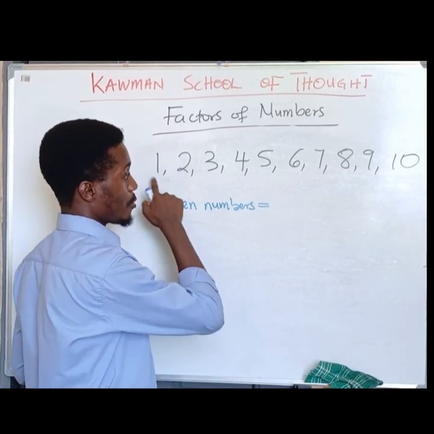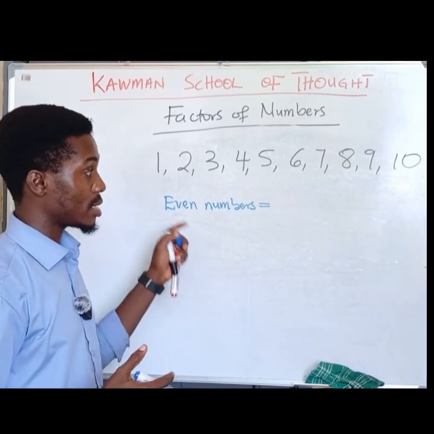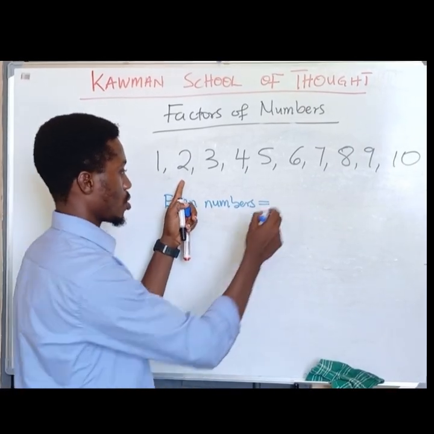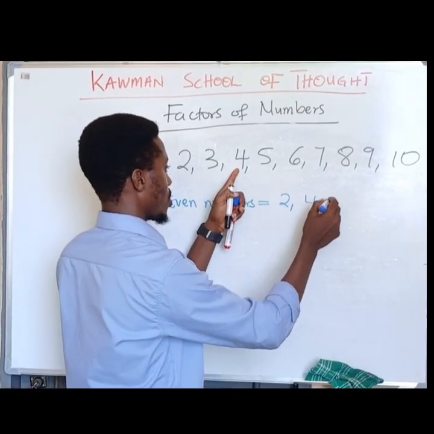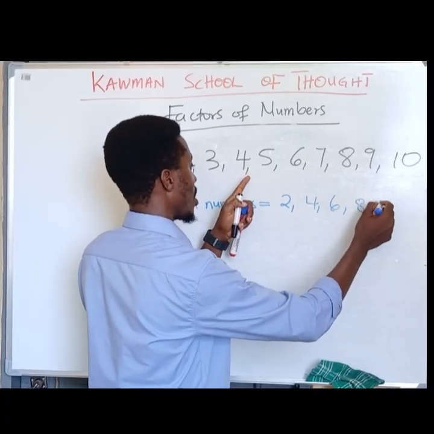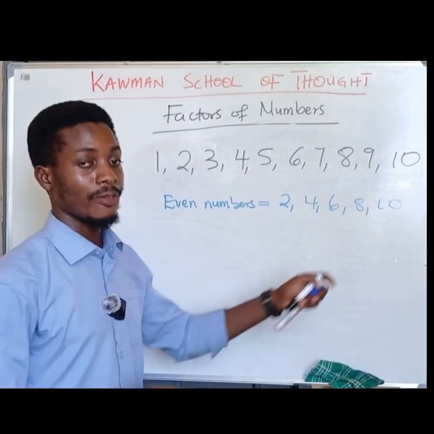Even numbers. Now from this set only, right? There are more, but from this set we have 2, 4, 6, 8, and 10. Alright, these are the set of even numbers.